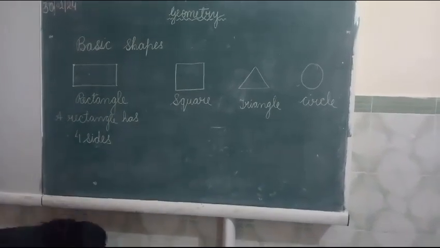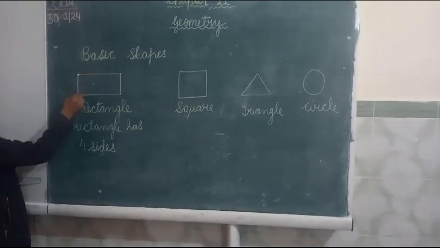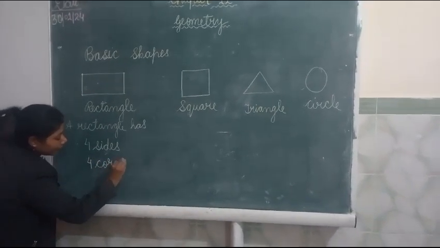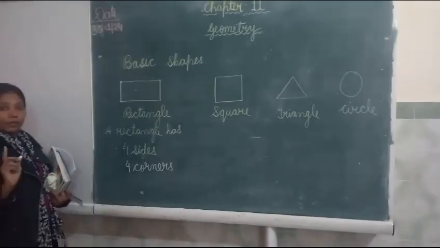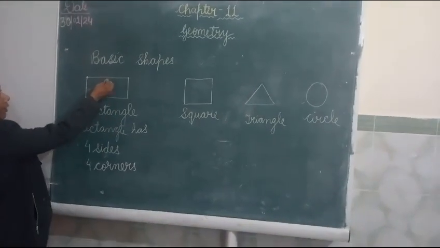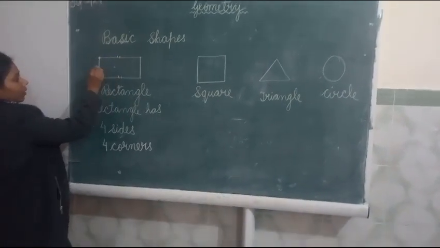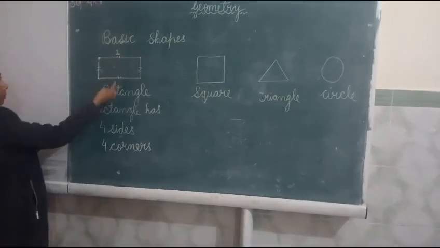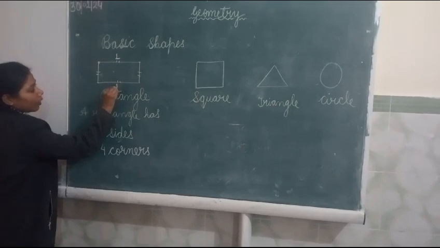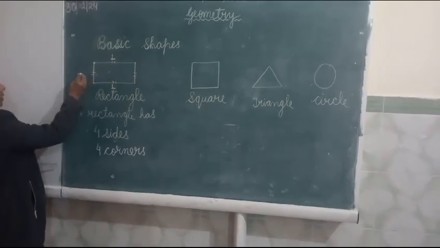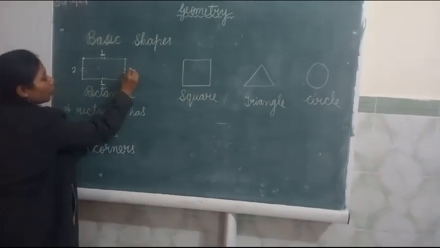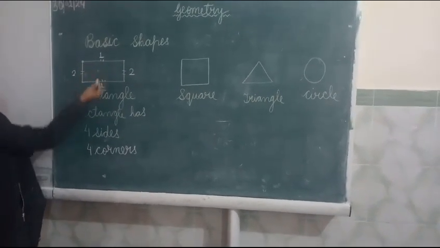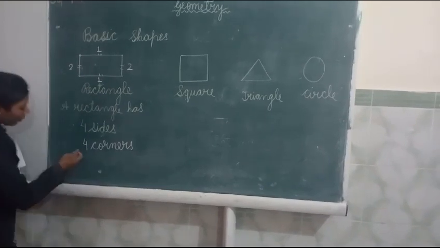And four corners. The one point is very important: in a rectangle, opposite sides are equal. For example, if this side is 1, it means the opposite side is also 1. And if this side is 2, this side is also 2. So, we say the opposite sides of a rectangle are equal.